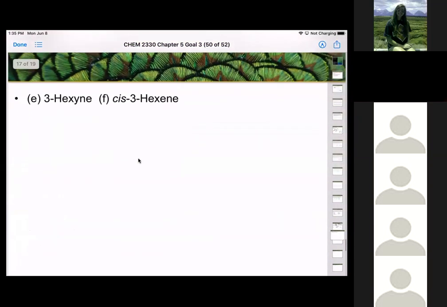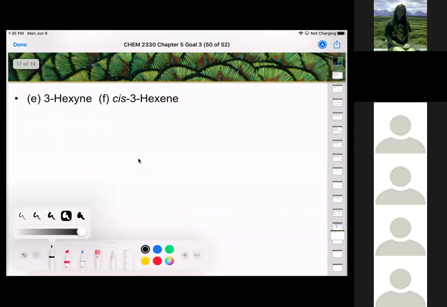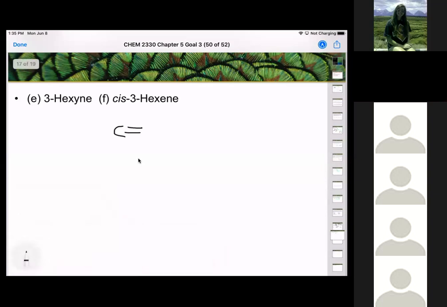Now we need to make 3-hexyne. Let's start by drawing the product and figure out how we can get there. 3-hexyne: hexyne is 6 carbons, and we have the triple bond at carbon 3. So we have carbon, triple bond, carbon, and then 1 and 2 carbons on each side. This is carbon 1, carbon 2, carbon 3, carbon 4, carbon 5, and carbon 6. That's the product we're trying to make.